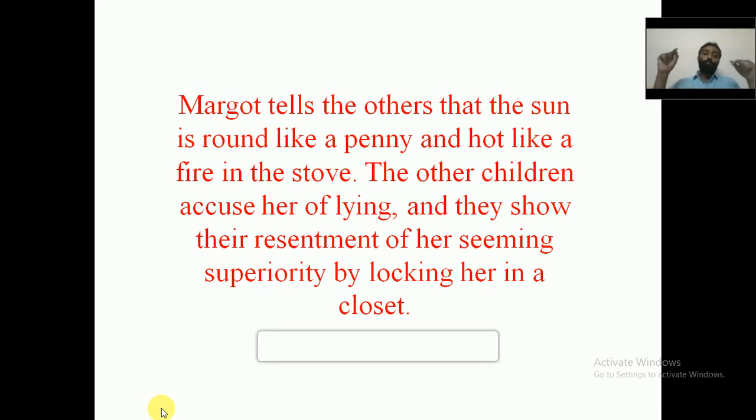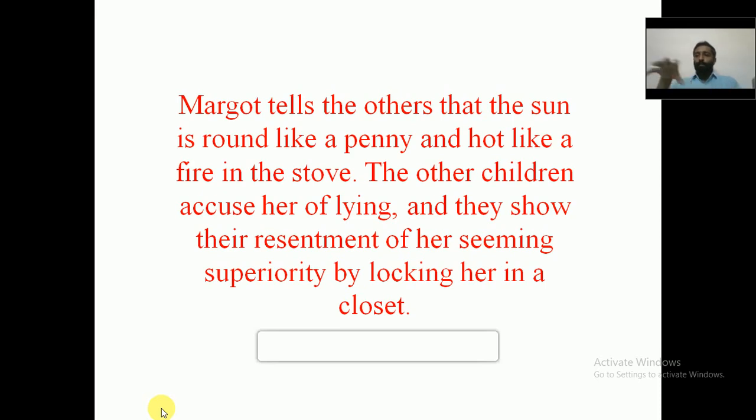Resentment means anger at her seeming superiority, so they locked her in a closet. So what happened? When you are among children and someone tries to be very superior, you may not like it. That's the same thing that happened here. When Margaret said this is how it is, the other children did not like it. They thought she was appearing to be very superior. So what happens? They closed her in the closet.